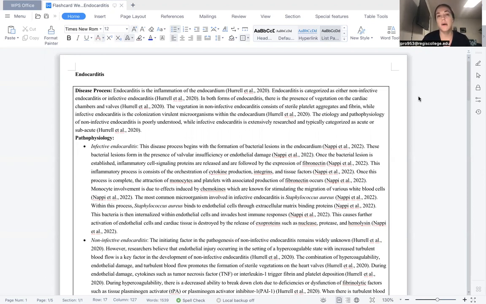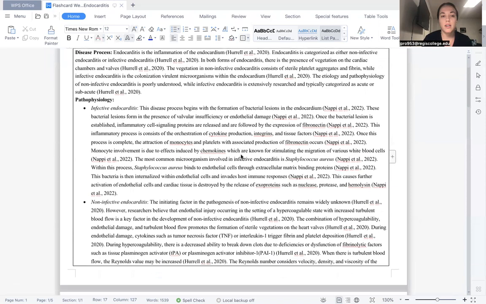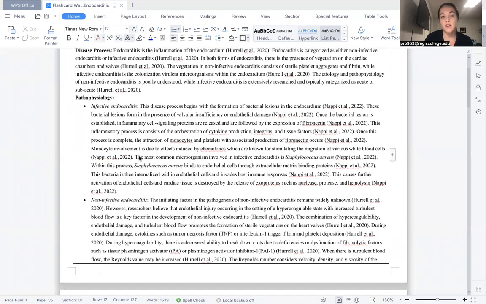So the etiology and pathophysiology of non-infective endocarditis is poorly understood, but researchers have worked at great lengths to understand infective endocarditis because we typically see it more in the clinical setting, and we like to categorize it as either acute or subacute. So going through my card, I decided to break it up as infective endocarditis and non-infective endocarditis because they do have different clinical presentations as well as pathophysiology and risk factors.